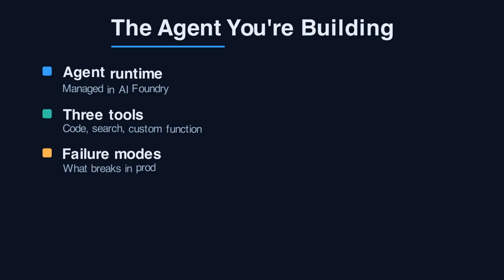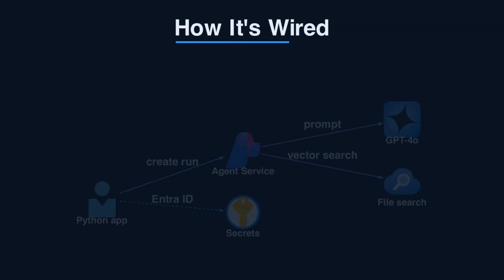This isn't a Hello World demo. We're going to anchor everything to one reference design, an agent that can call a code interpreter, search your documents, and hit a custom function. Cloud services move fast, so treat version specifics here as a starting point and confirm against the current Azure docs before you ship. Here's the architecture.